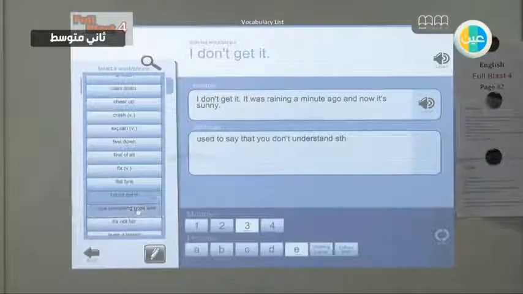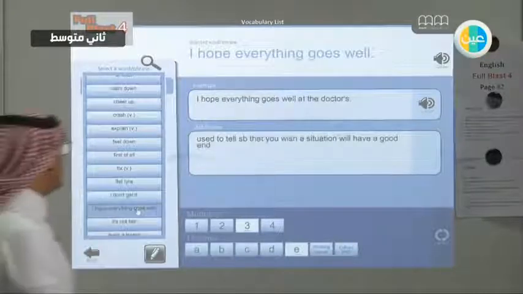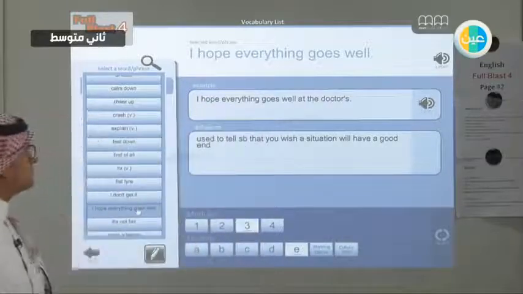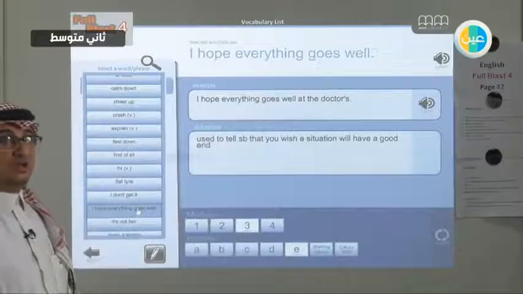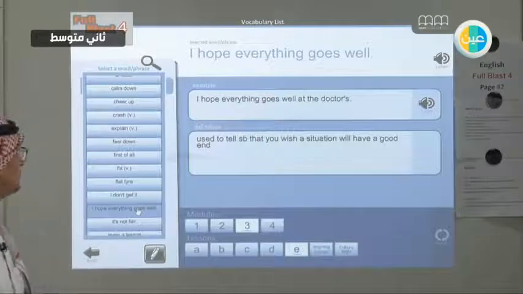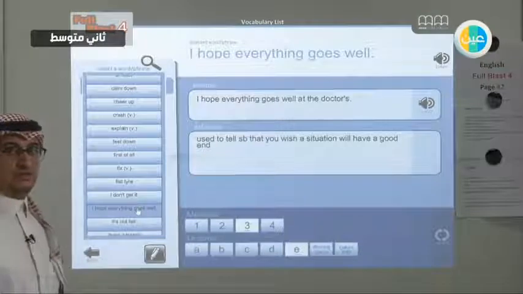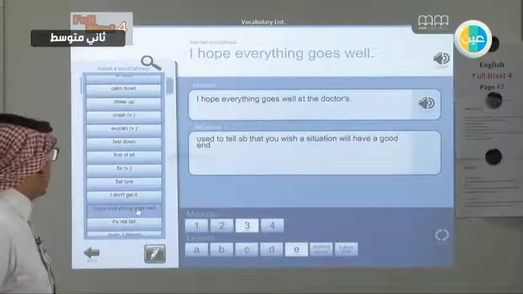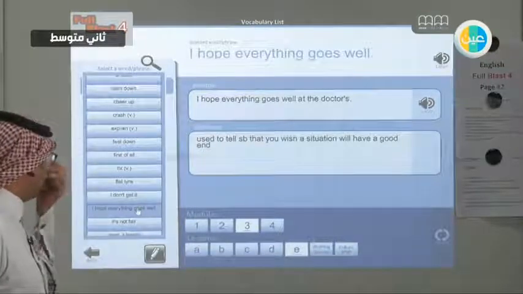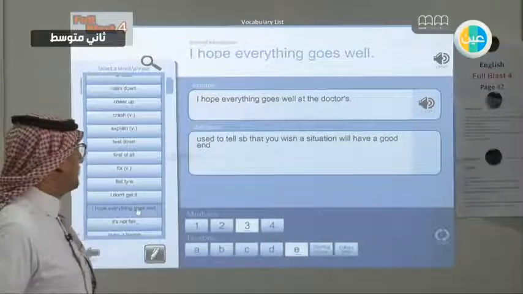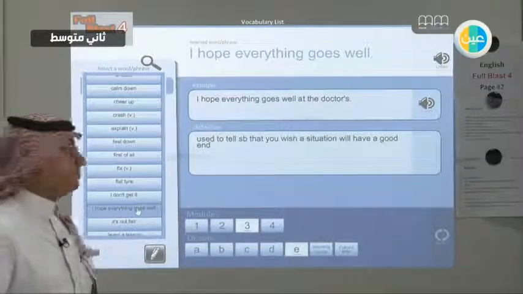Next word or phrase. I hope everything goes well. Okay, when you feel or you wish something good for others, you will use this expression. Okay, you will use this phrase. Okay, I hope everything goes well. Okay, used to tell somebody that you wish a situation will have a good end. Okay, maybe it has a problem.